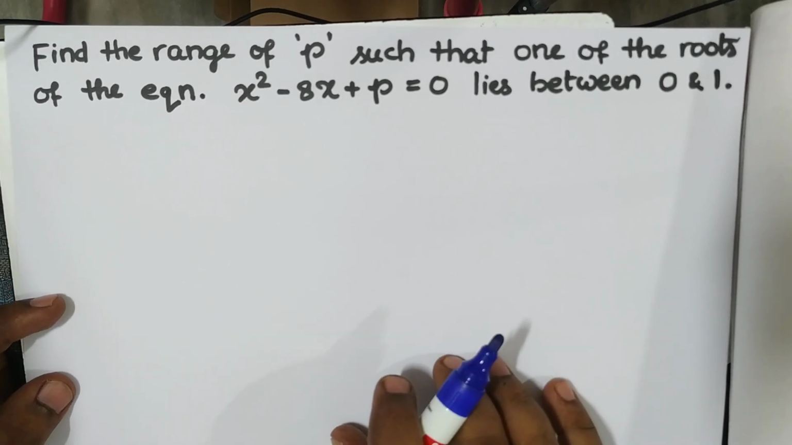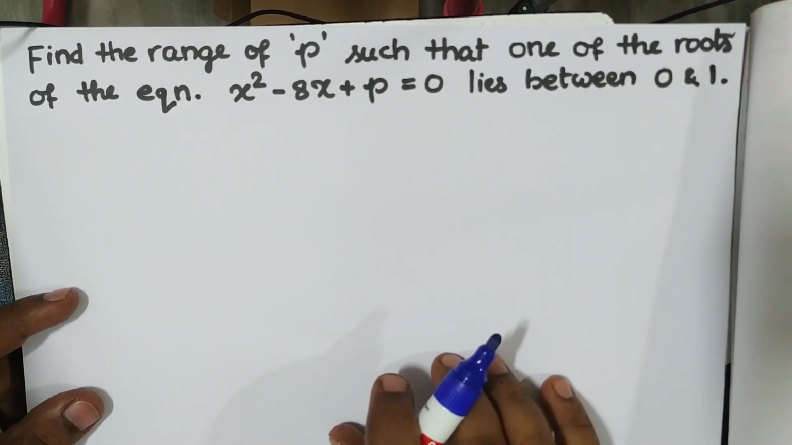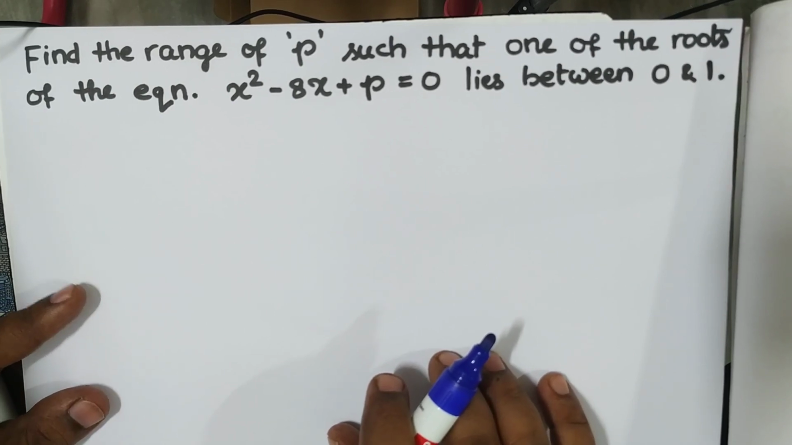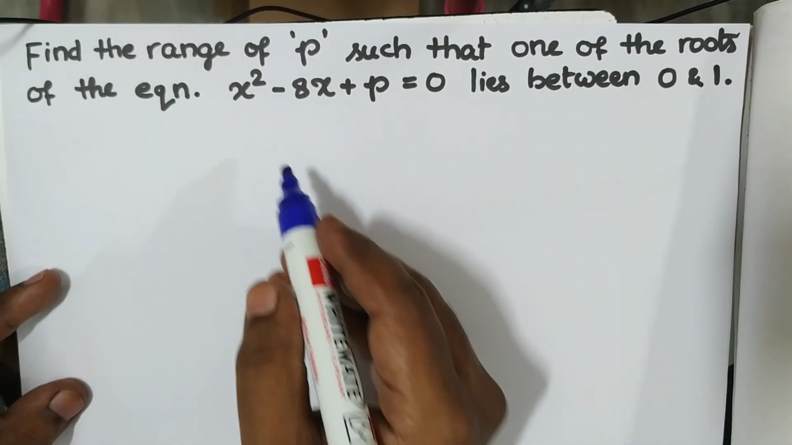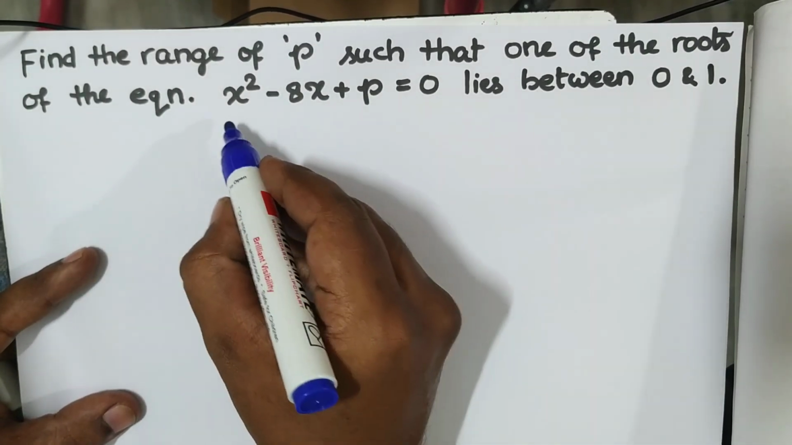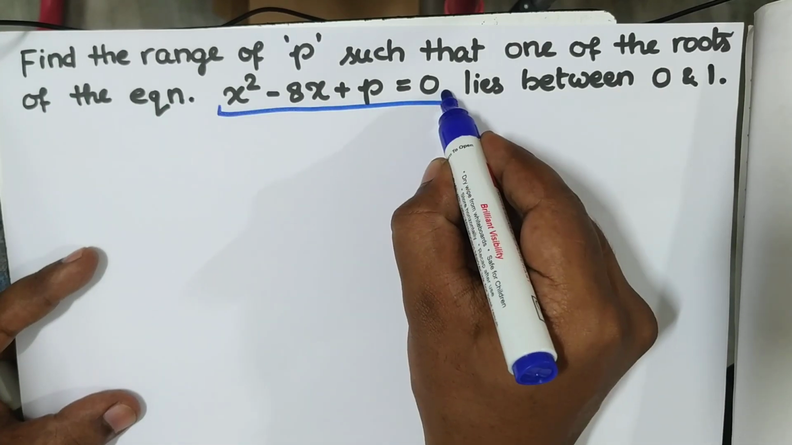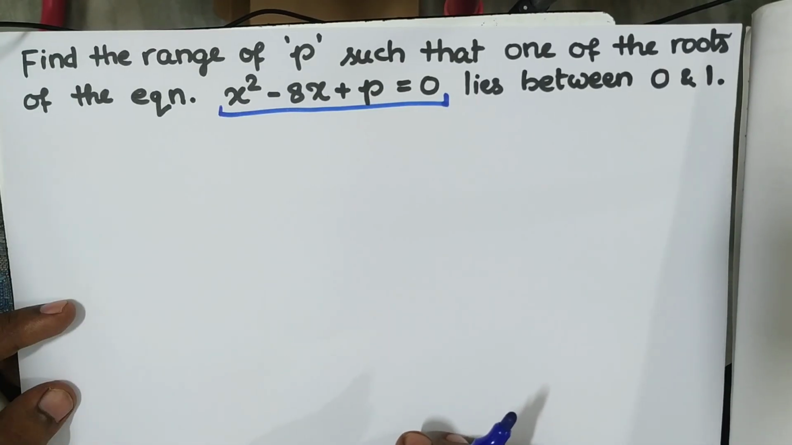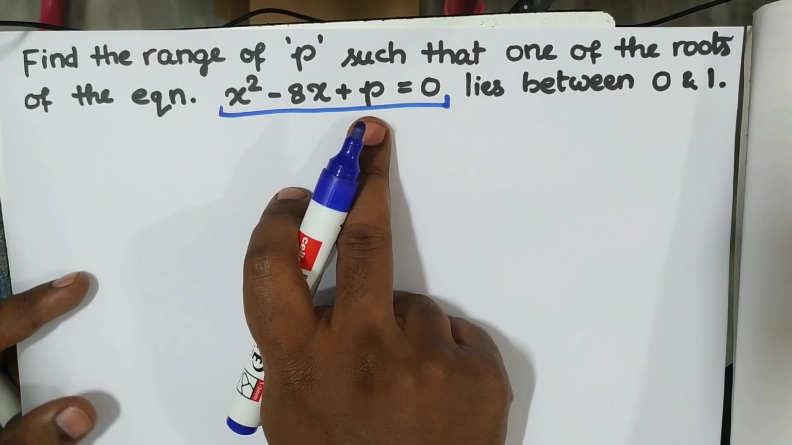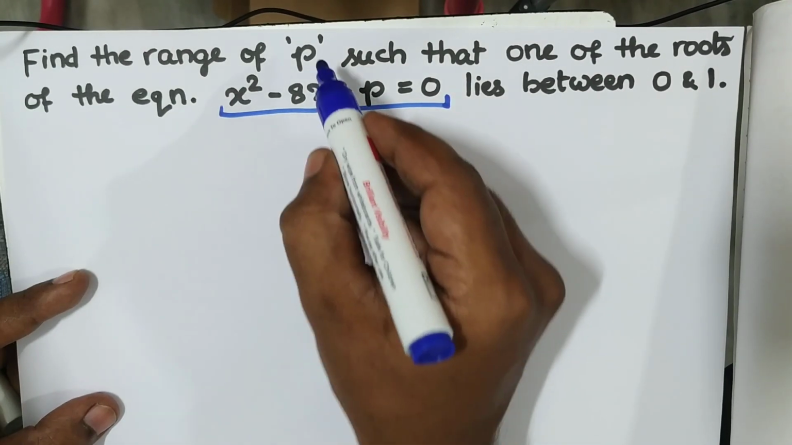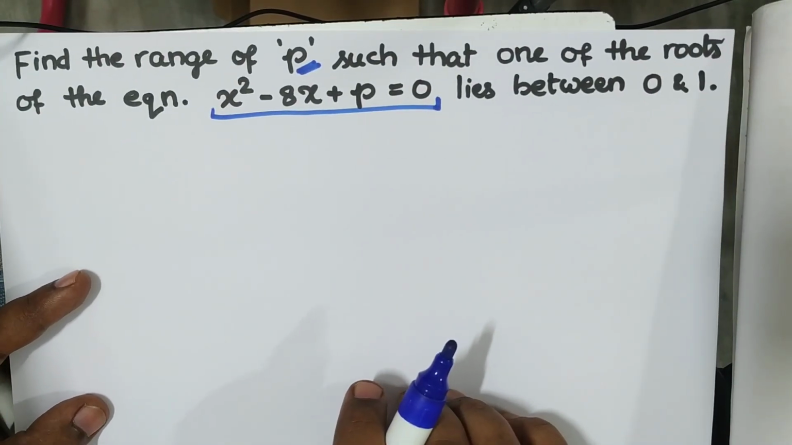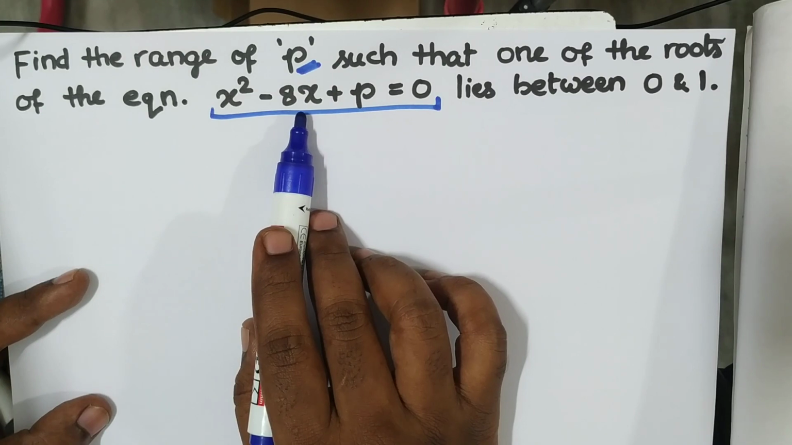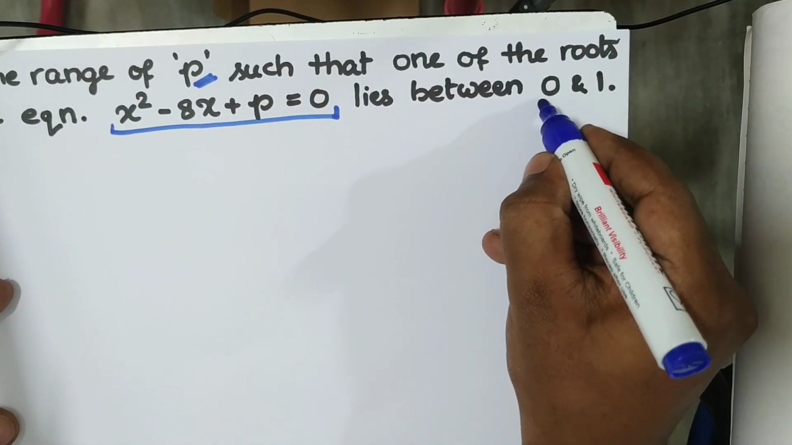Find the range of p such that one of the roots of the equation x square minus 8x plus p equal to 0 lies between 0 and 1. This is an interesting question, right? This is an indirect question. The given quadratic equation is this, and the constant term p, he is asking us to find the range of this constant term p, such that one of the roots of this quadratic equation lies between 0 and 1.